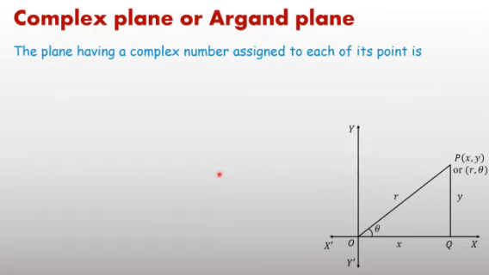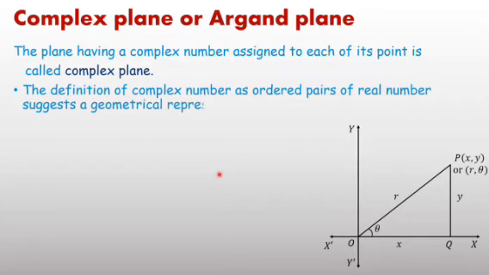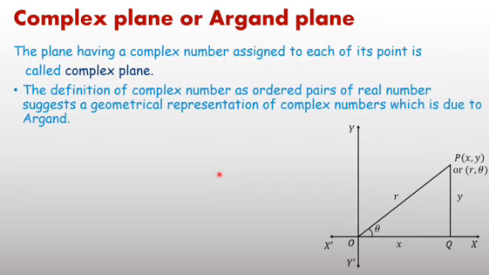The plane having a complex number assigned to each of its points is called the complex plane. All properties of the complex plane are the same as the Cartesian plane. The only difference in the case of the complex plane is that the x-axis is known as the real axis and the y-axis is known as the imaginary axis. And if point P is given as x comma y, it is written as x plus iy.